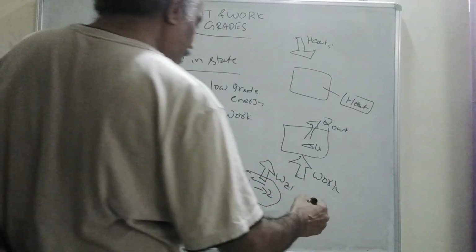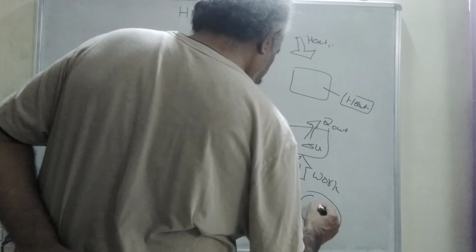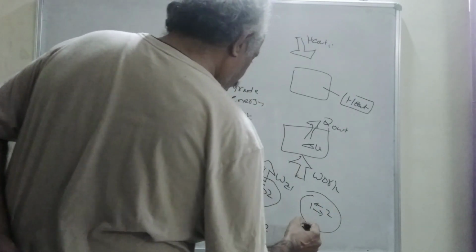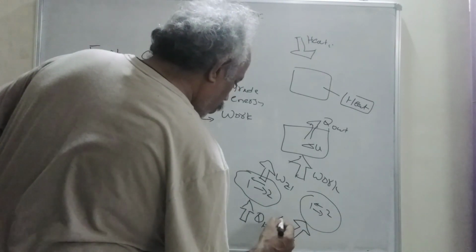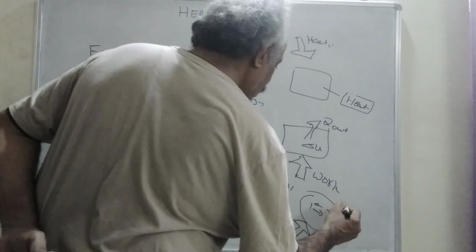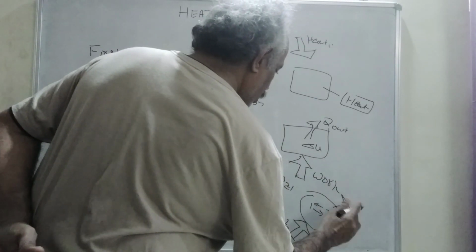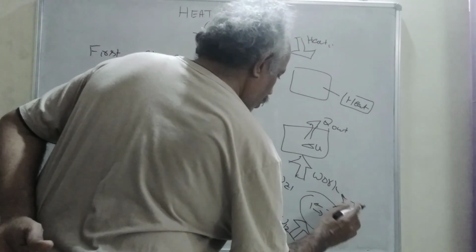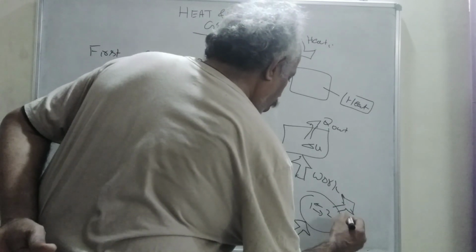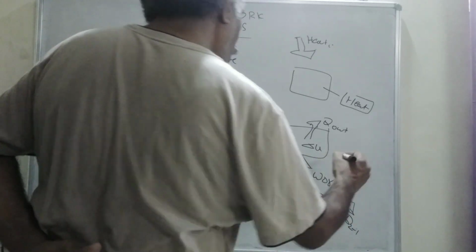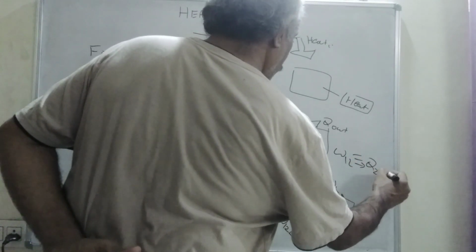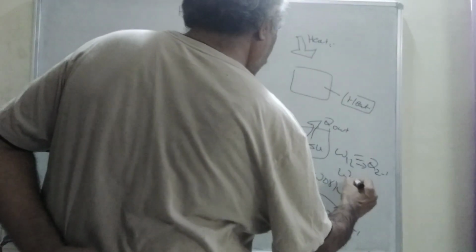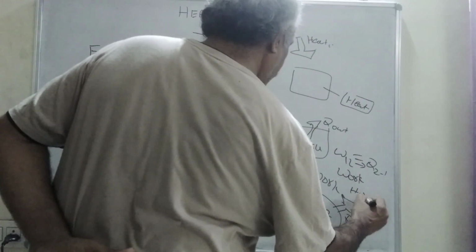And in the same case, if you are supplying some work input W12 from 1 to 2, and you are getting some Q21, so W12 is equal to W21. So that's the reason why work is high grade energy.